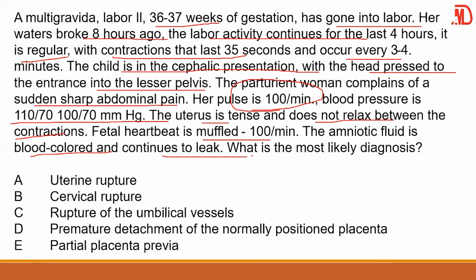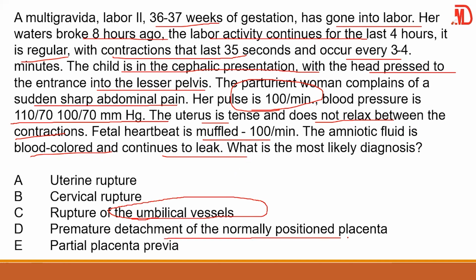Well, I don't know for Krok, but this could have been an umbilical vessel problem. A rupture of the umbilical vessels, because of the amniotic fluid coming up with the blood, and that is continuing to leak and stuff like that. However, Krok said this is placenta abruption, that is premature detachment.